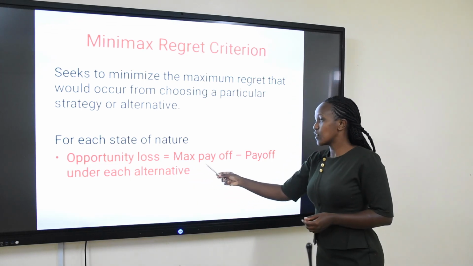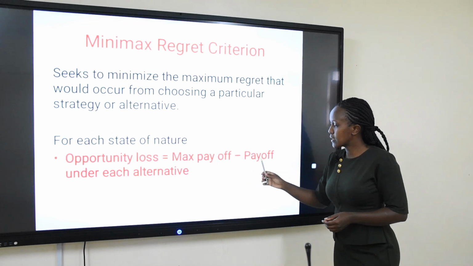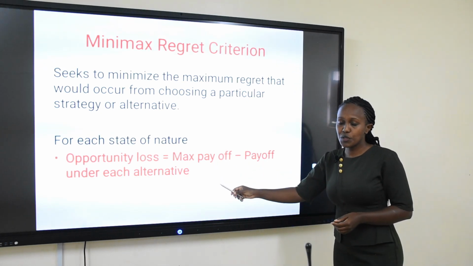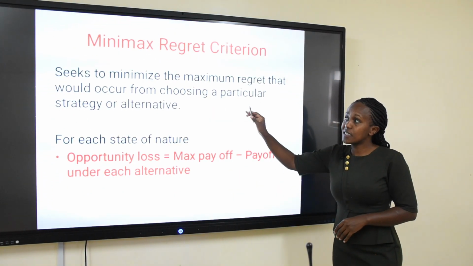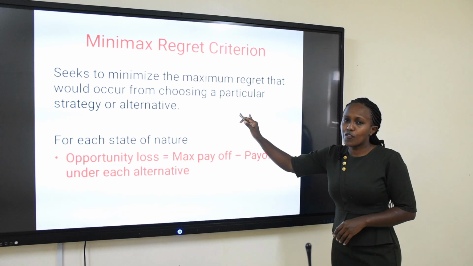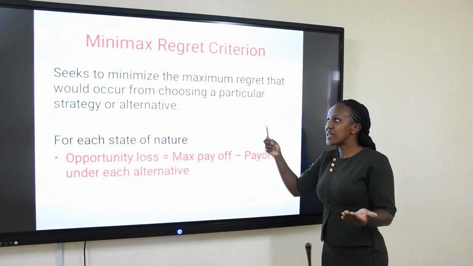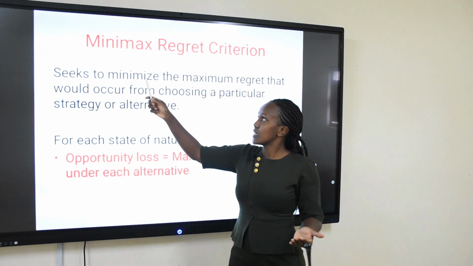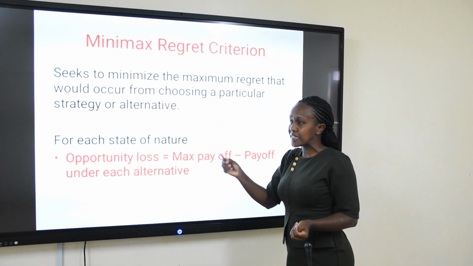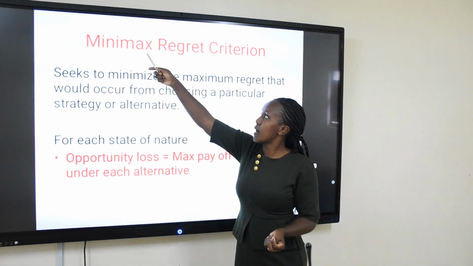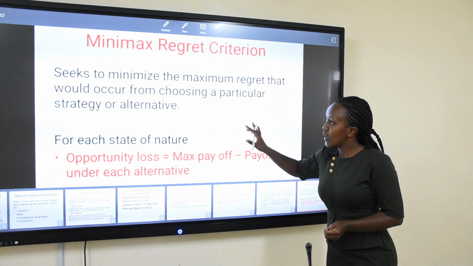So we are saying the regret is the opportunity loss, whereby we take the maximum payoff minus the payoff under each alternative, and then we form a regret table. After getting the regret table, of course, there is no way we would love to maximize regret. That is why this criteria is called minimize the maximum regret. So this one we are going to be minimizing. We are choosing the least among the maximum regrets of every decision. So that is what you are going to do.